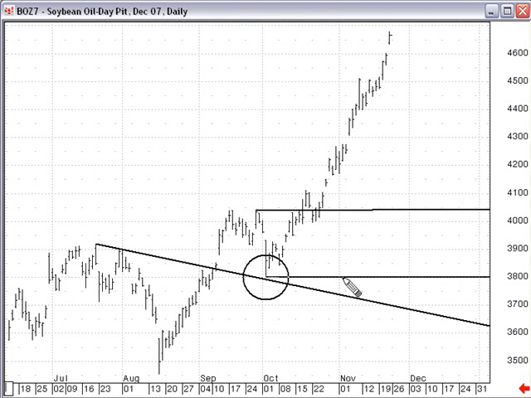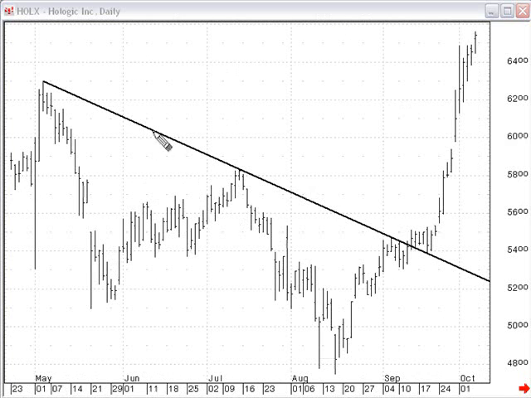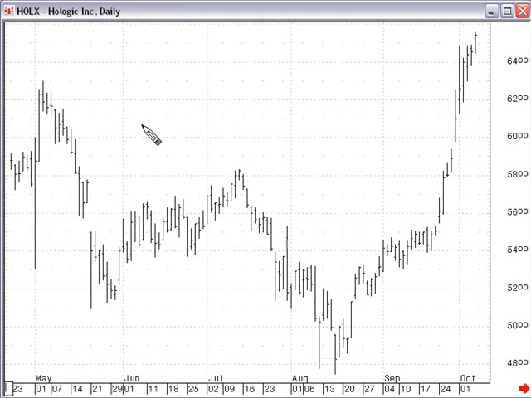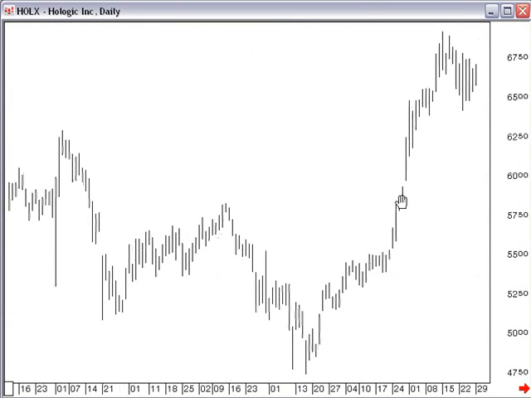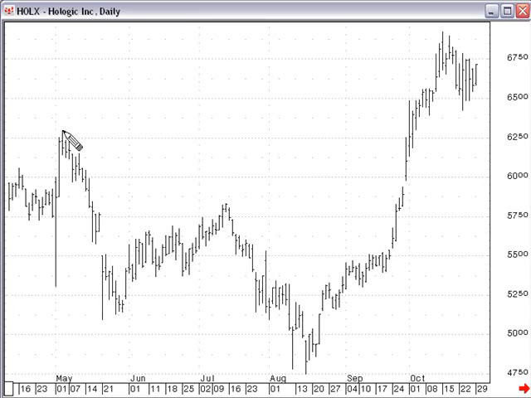That's a very simple single trend line retest. Let me show you another example. Okay, here's a price chart of a stock, and here's a high here with another high here, and it's just a very simple trend line, very basic.